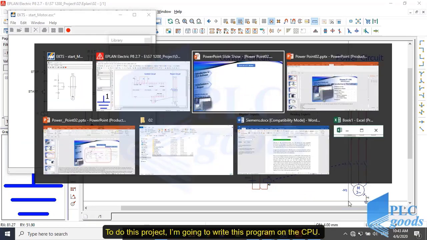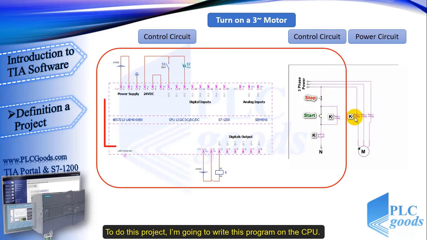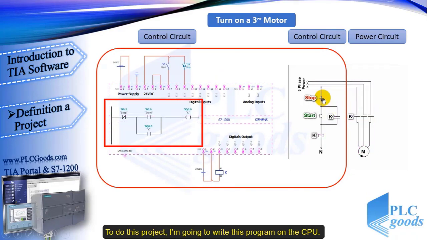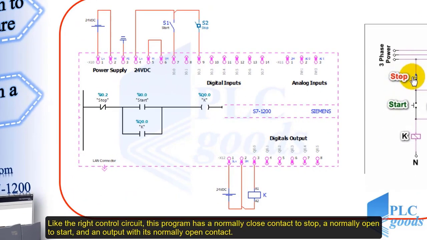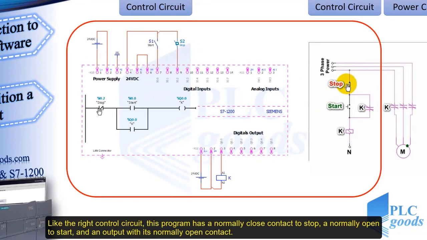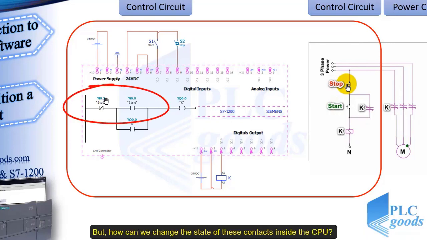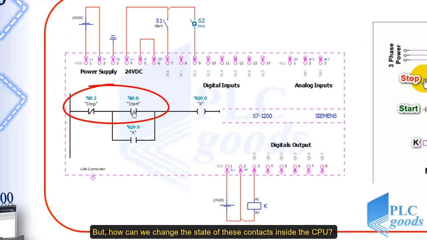To do this project, I'm going to write this program on the CPU. Like the right control circuit, this program has a normally closed contact to stop, a normally open contact to start, and an output with its normally open contact. But how can we change the state of these contacts inside the CPU?